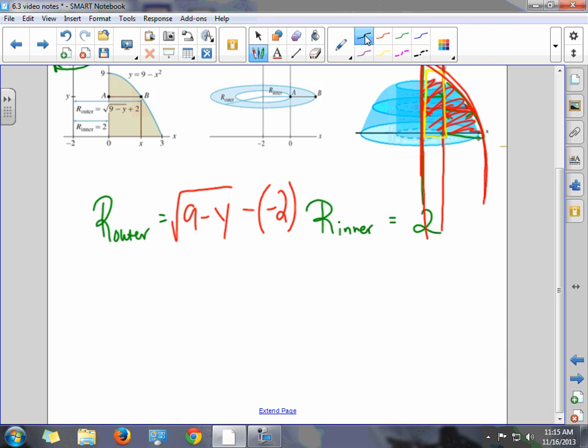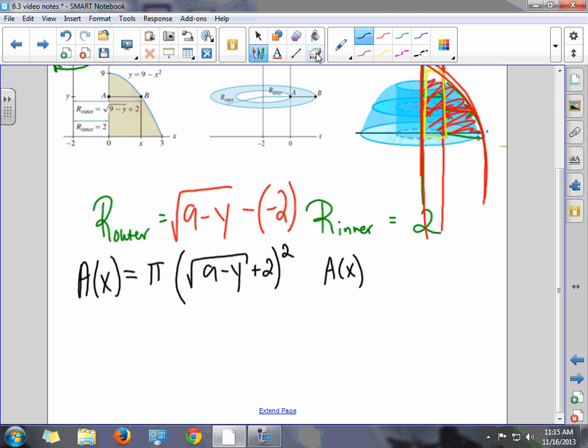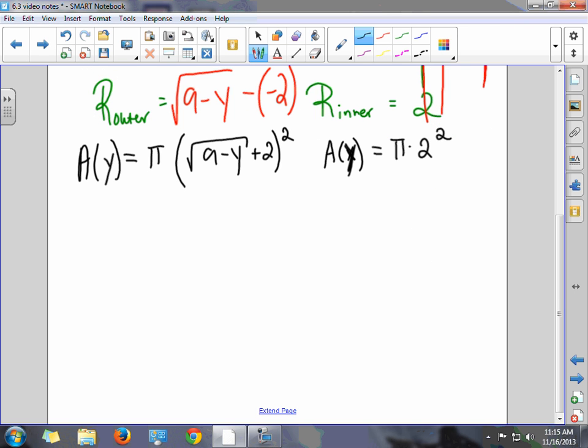Now I want to do my areas. So my first area, my outer, is going to be pi times my radius, which is the square root of 9 minus y plus 2, all squared. And then my area for my inner, and these should be in terms of y. There we go. And this is just a cylinder of radius 2, so it's just pi times 2 squared.